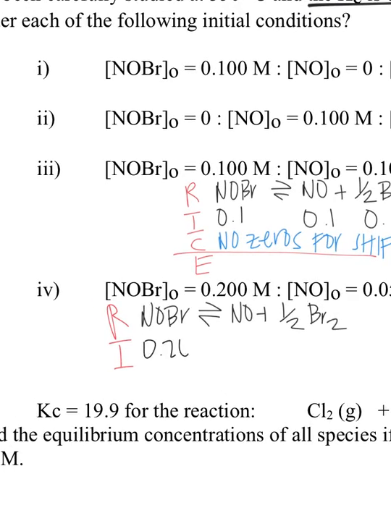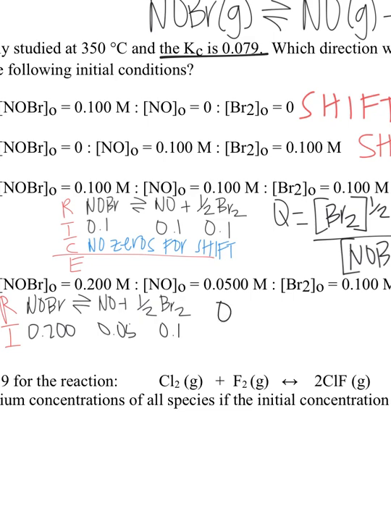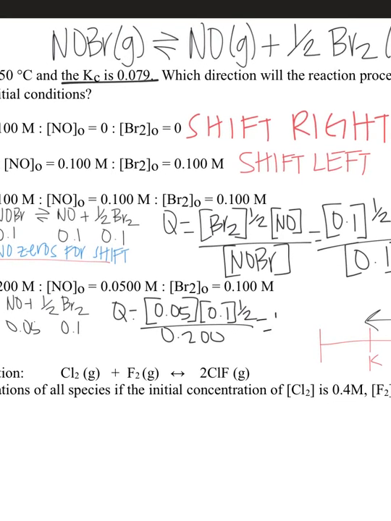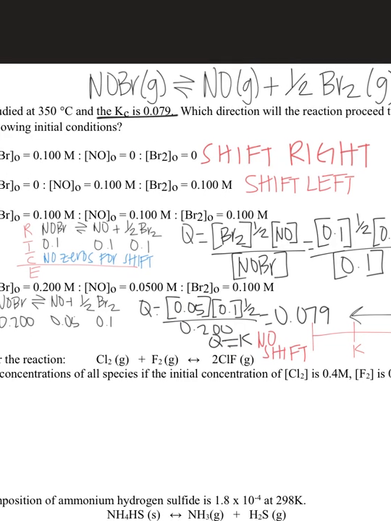So I had 0.2 here, 0.05, and 0.1. I'm just going to go ahead and write it. So Q equals 0.05, 0.1 to the 1/2, 0.2. Okay, that equals 0.079. Let's go. So Q equals K, which means there's no shift. Yay. Sweet. All right, moving on.